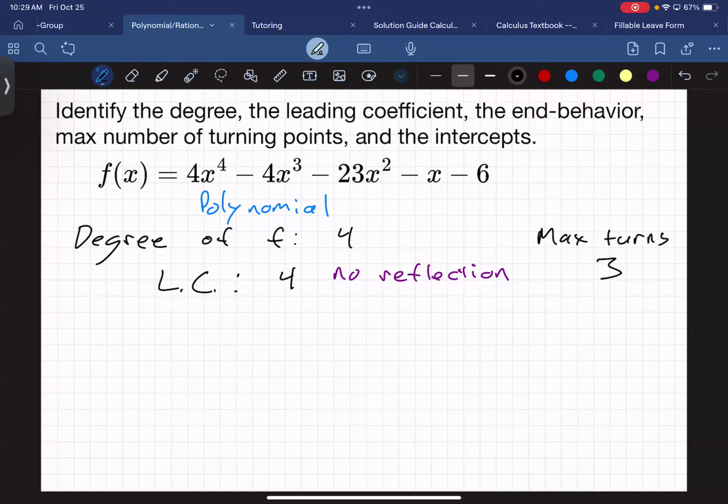All right, why is the max terms 3, y'all? Because 1 minus 1. Right, so we take our degree, 4, minus 1, okay?